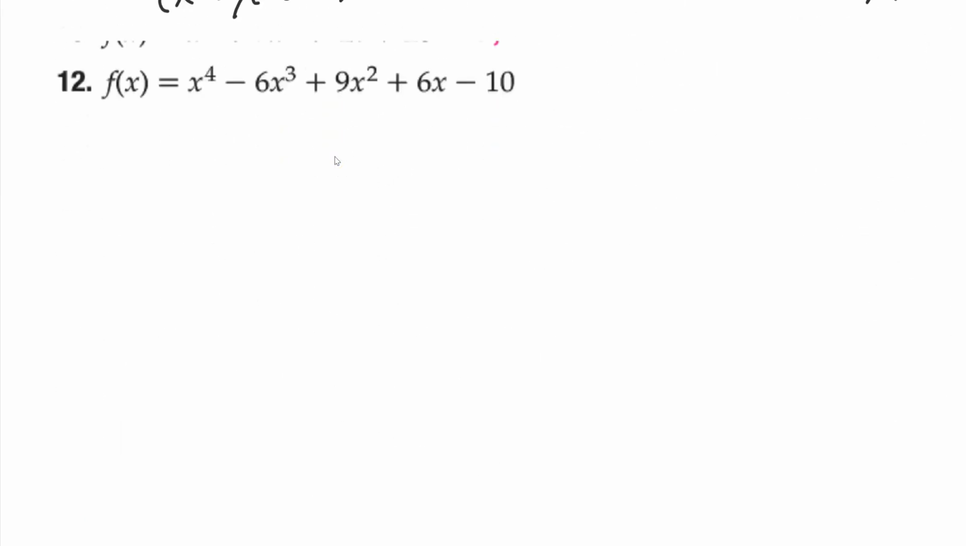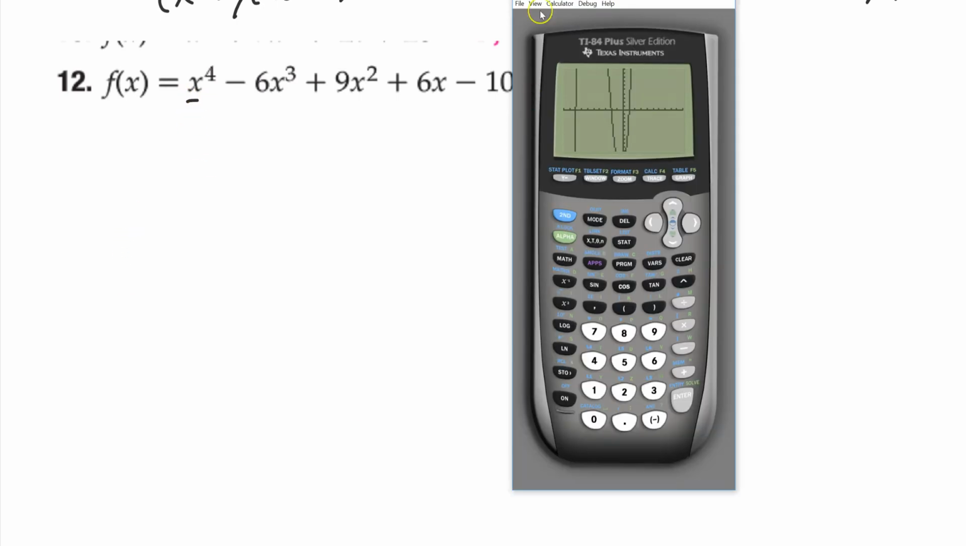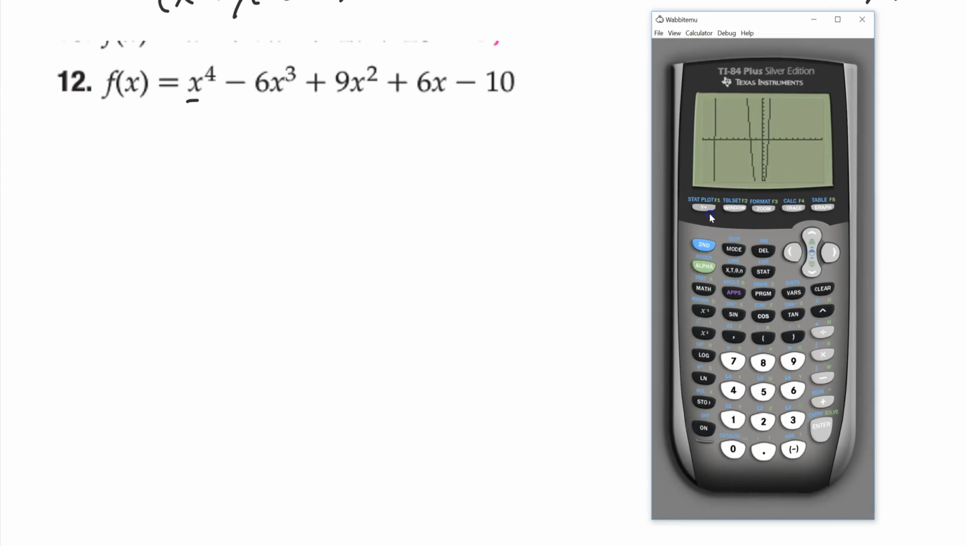I'll tell you right now, this one, you're not going to find all the roots. I should have 4. Well, let's graph it and see what happens. So I'm going to go to y equals, delete my old graph, and put this new one in: x to the 4th minus 6x cubed plus 9x squared plus 6x minus 10.